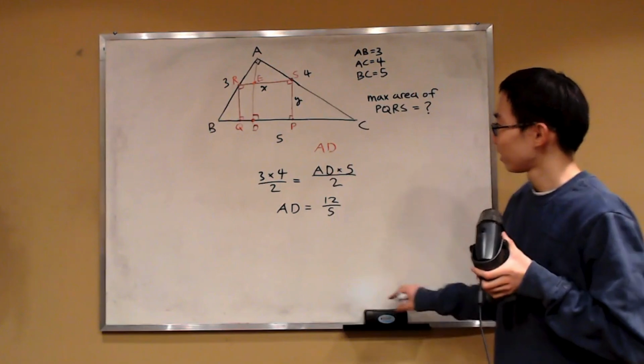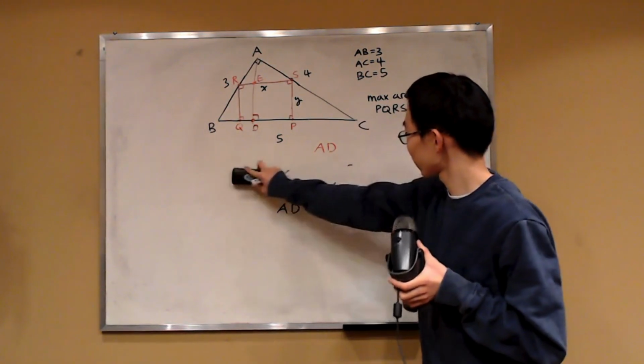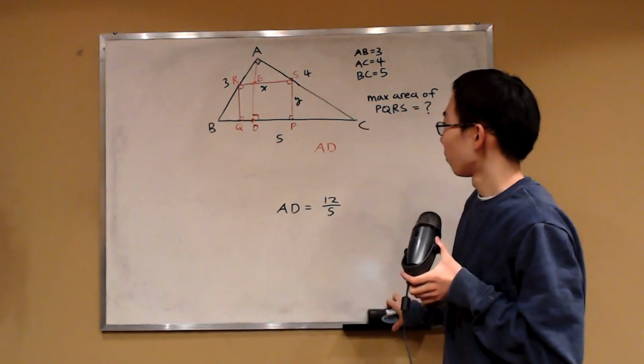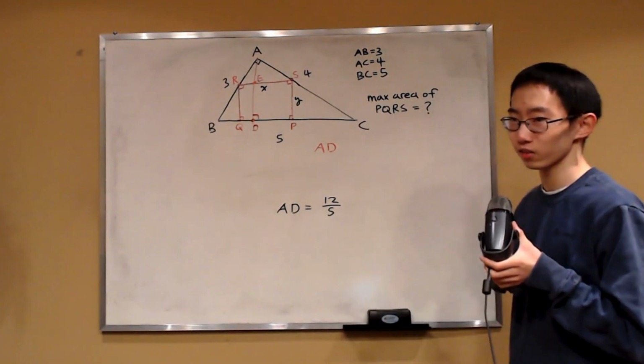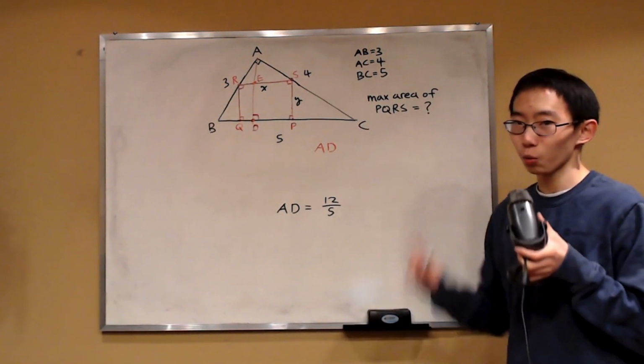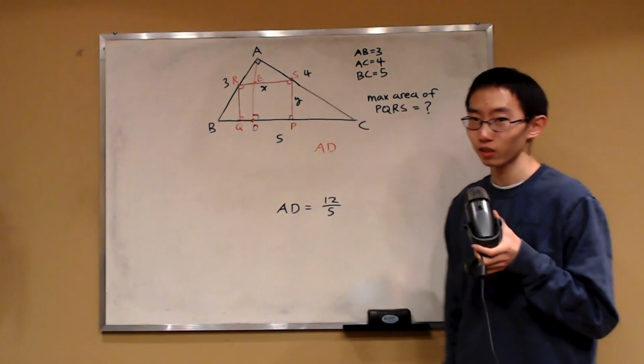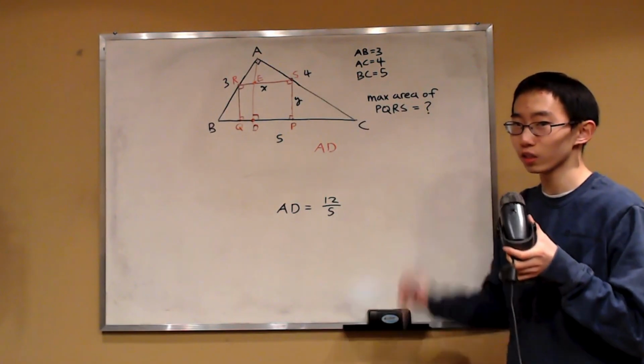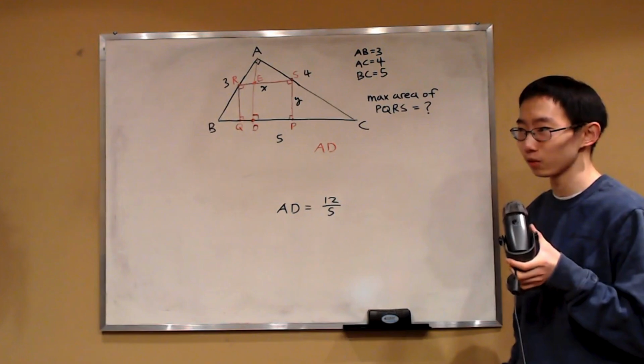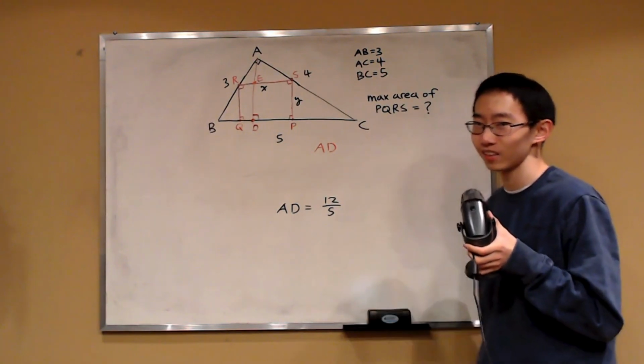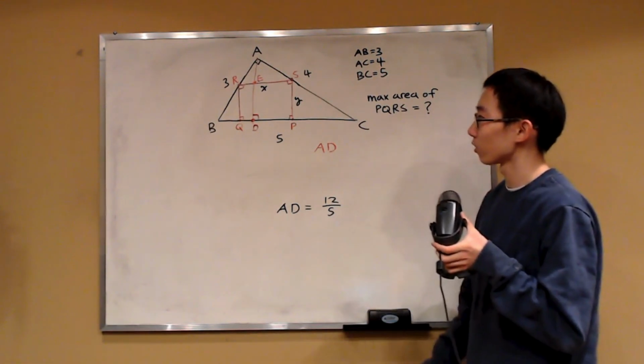So AD we have. Now, how does this help us at all? Well, as I said, similar triangles. In this case, there is one pair of similar triangles that will literally destroy the entire problem. It will get us to the answer almost immediately. And this is the pair that I'm looking for.